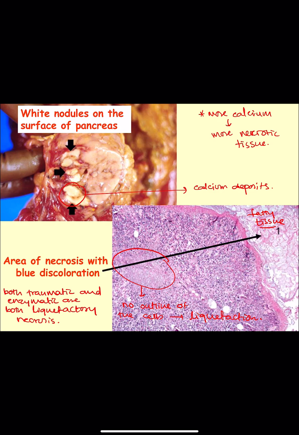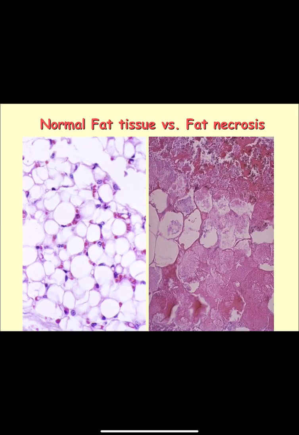Well, fat necrosis, but what is fat necrosis in this case? If you look at this cell, this is normal. Again, in pathology, you compare it with the normal. This is normal fat. How do you know it's normal fat? You look at the nucleus. If the nucleus is there, the cell is alive. So this is normal fat tissue. Now you look at this, where are the nuclei here? They are gone.